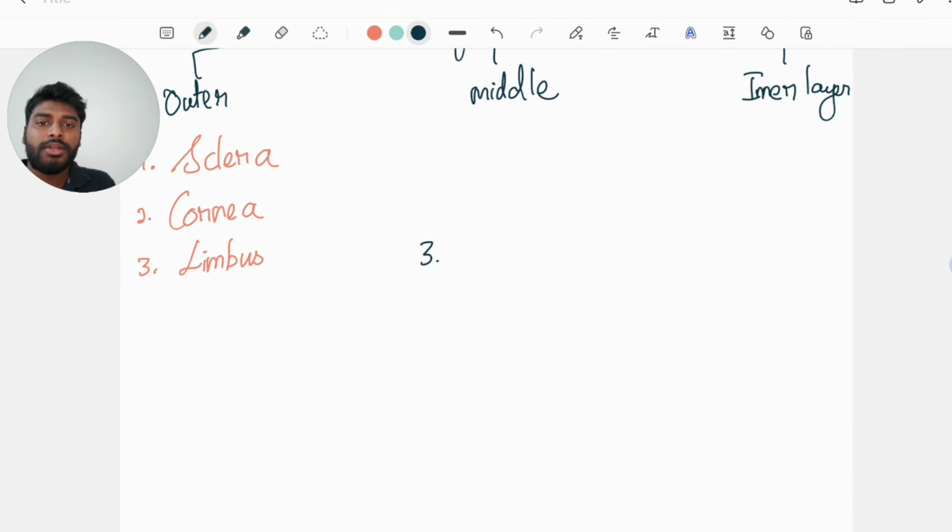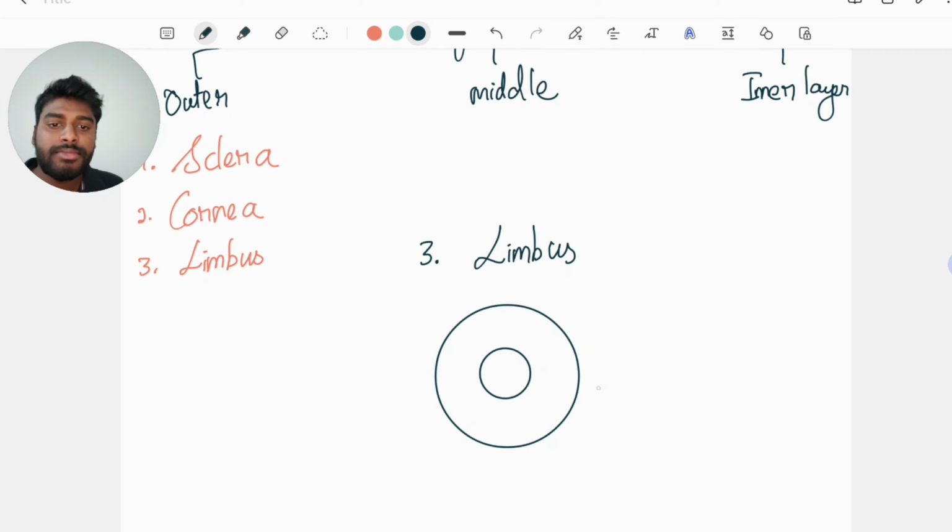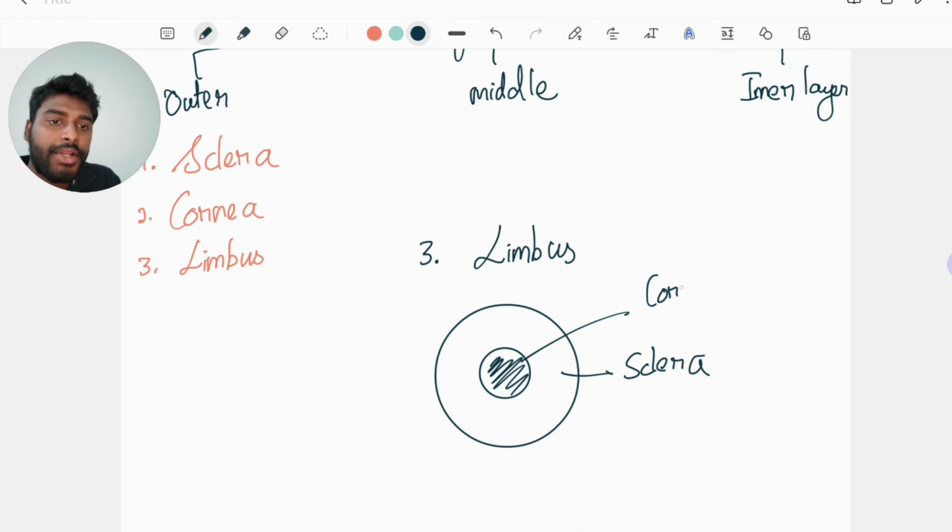The third one. Now we will move on to the limbus. What is the limbus? Any idea? I will explain it. This is the cornea, the outermost layer, and this is your sclera.